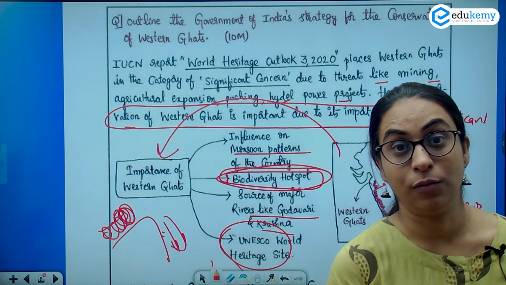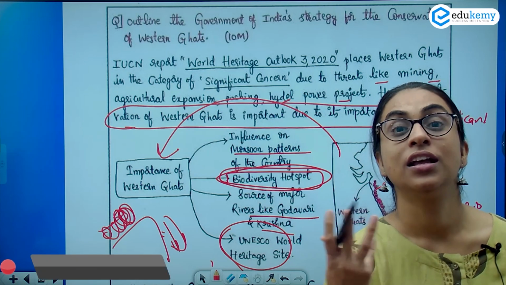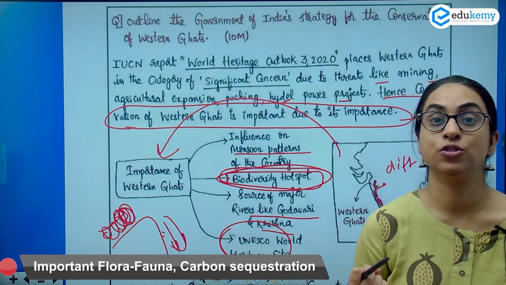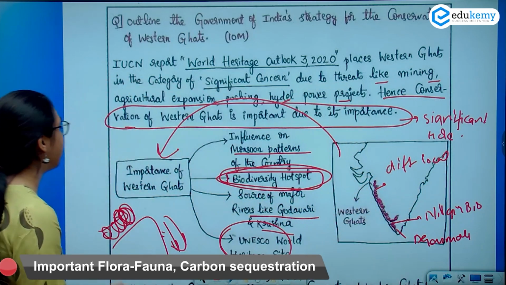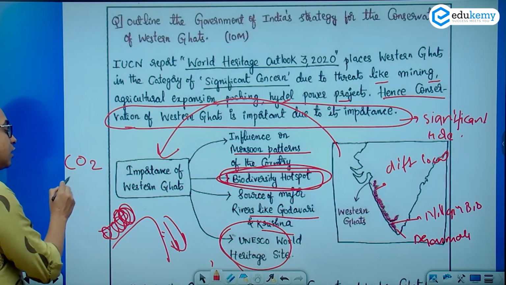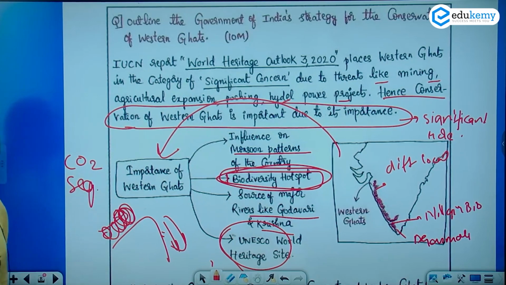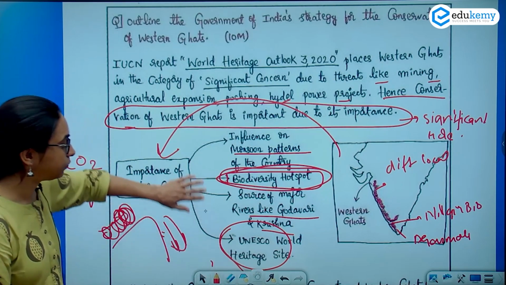So the important flora, fauna, climate, controlling climate change, sequestration of carbon, right? So you can write these things. Carbon sequestration also can be written. This is the source of major rivers, a World Heritage Site. So you can write about these.